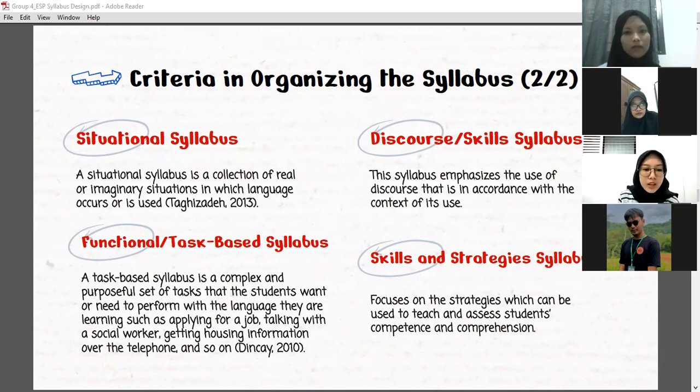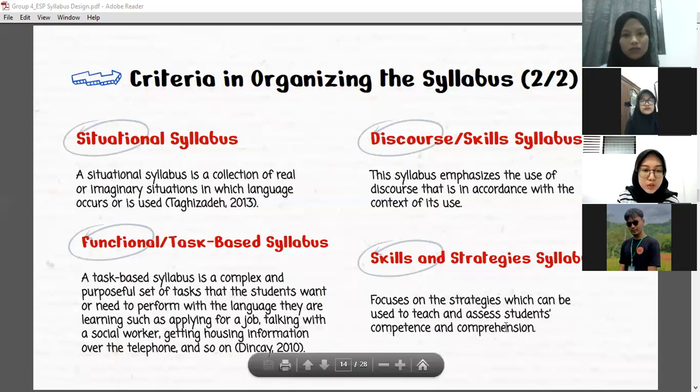The syllabus emphasizes the use of discourse that is in accordance with the context of its use. And last is skills and strategies syllabus. The syllabus focuses on the strategies which can be used to teach and assess students' competence and comprehension.